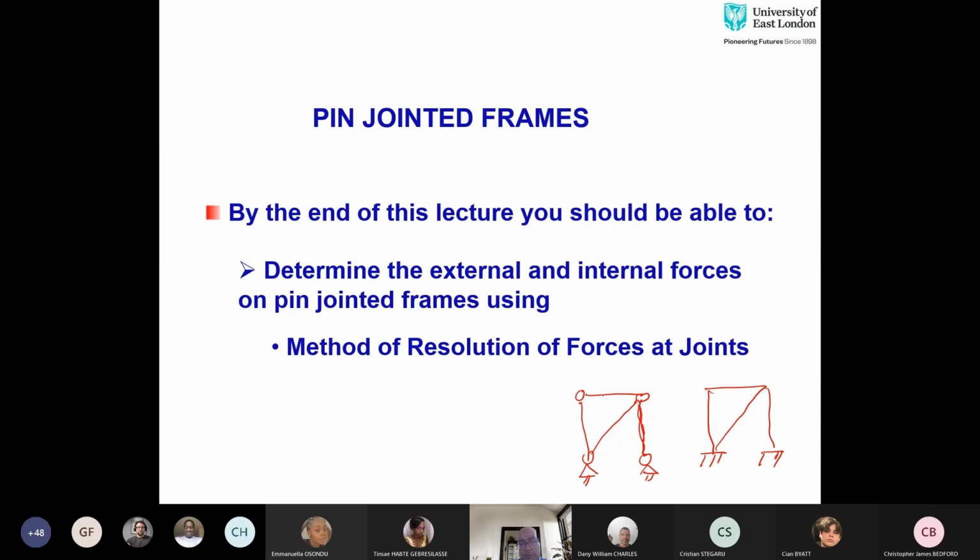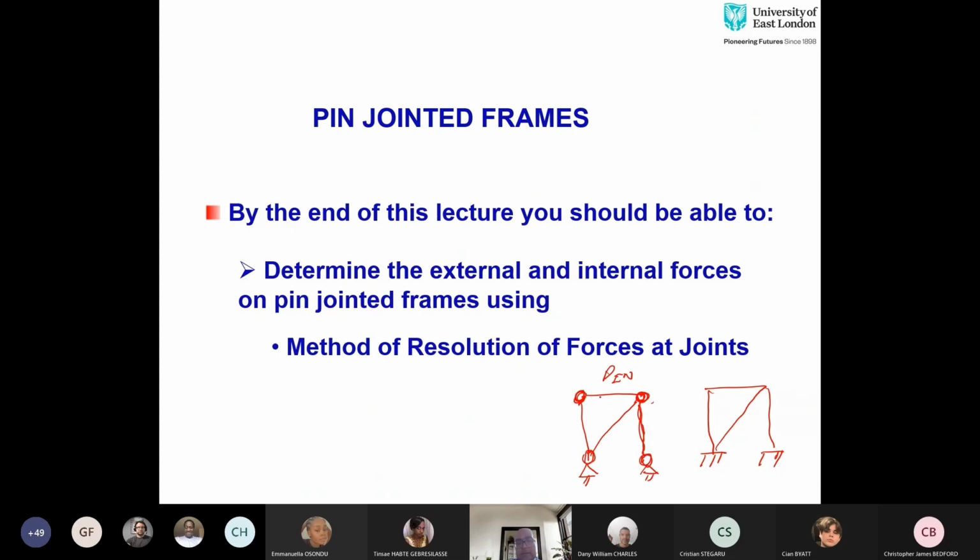And why do they do that? Because I have these pins over here, this frame allows rotation. So when rotation is allowed, moment does not develop at the joints. And when there is no moment, certainly there is no shear. And that leaves us with axial forces, which are tension and compression.